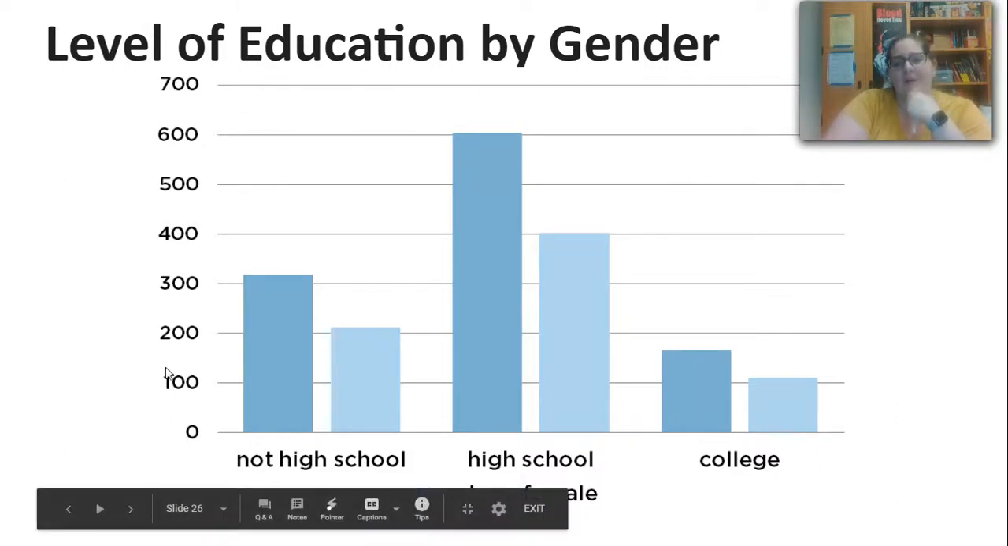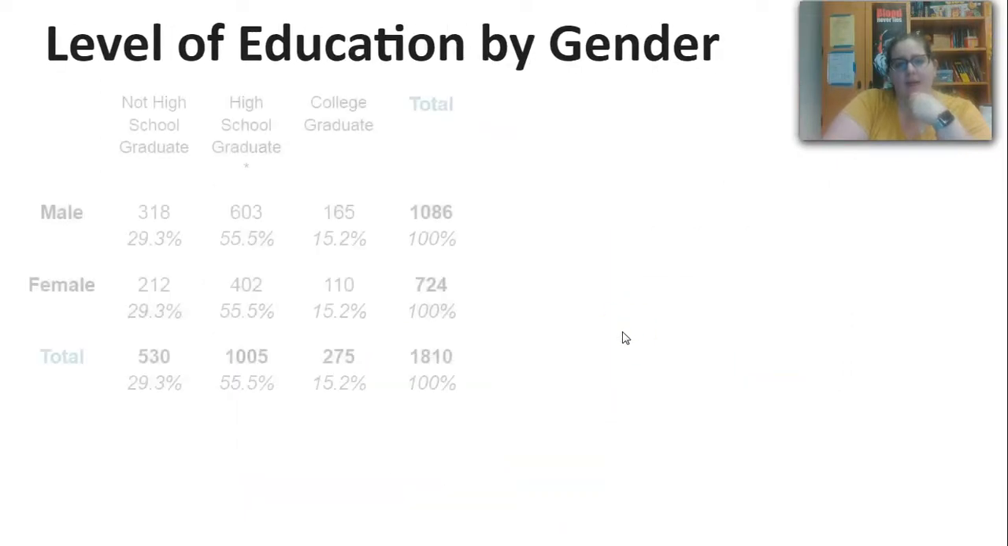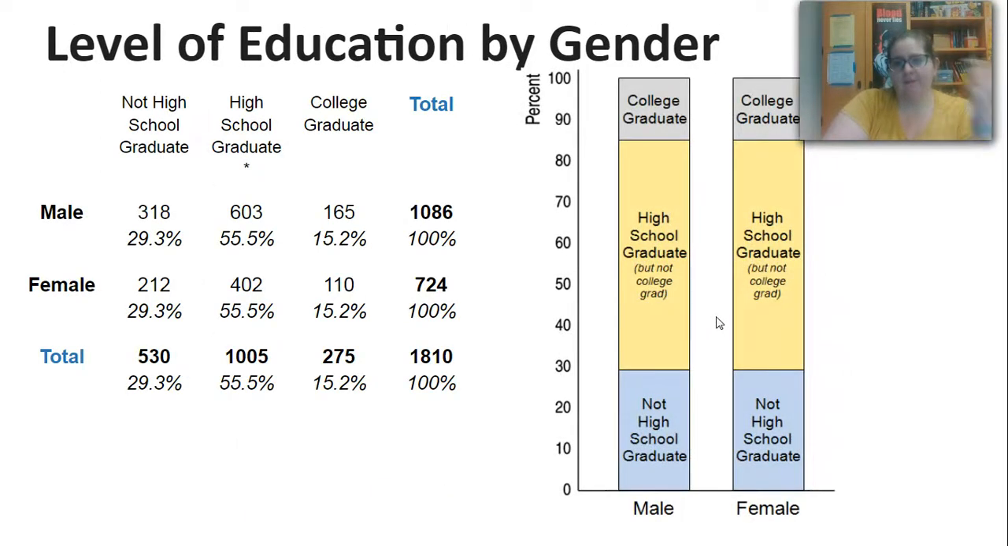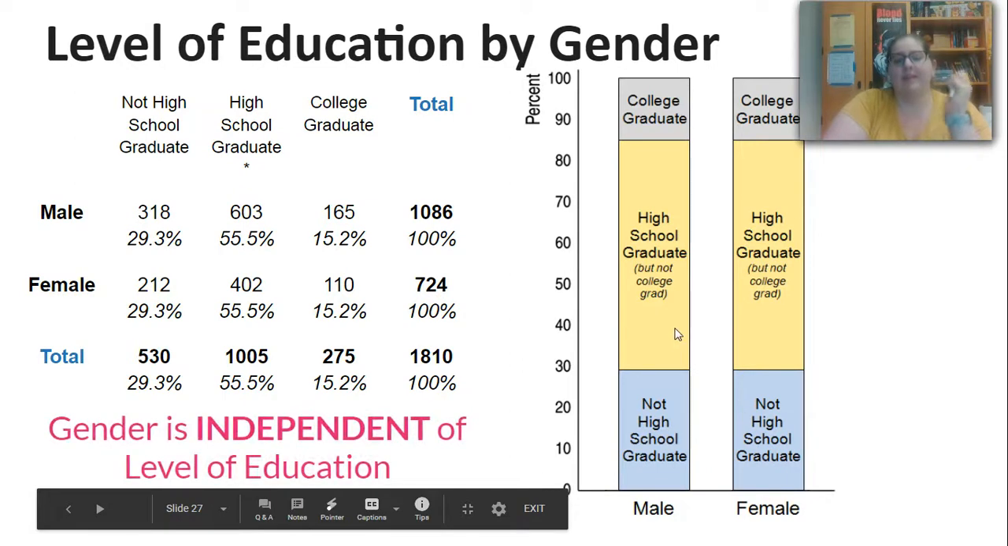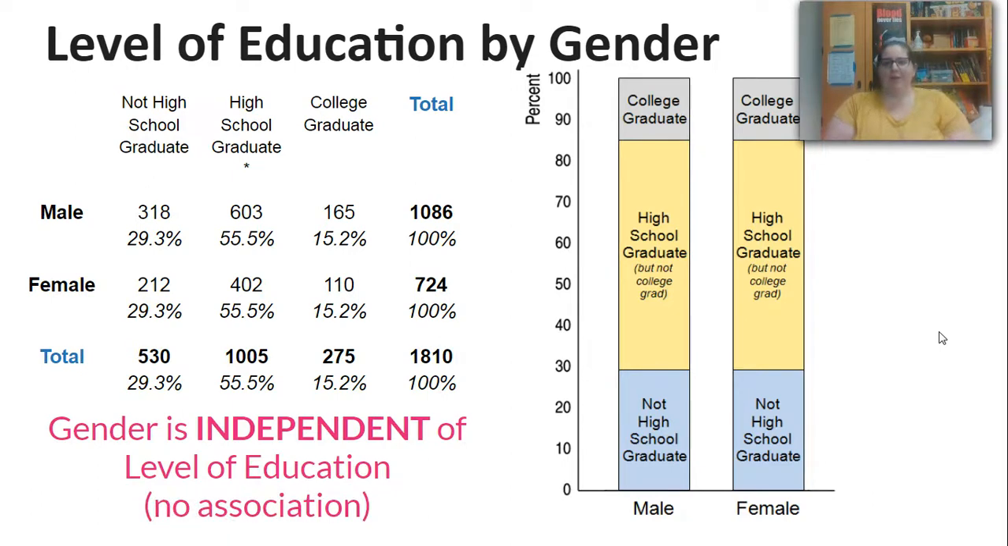If I just look at a bar graph that's dealing with numbers, again, it's misleading. It makes me think that males are more likely to do all three of these categories, which doesn't really make sense. So if I'm looking at a segmented bar graph, for example, I can see that those percentages are exactly the same for both males and females. So we would say that gender is independent of level of education, meaning it doesn't seem to matter what gender you are, your chance of having a certain level of education is approximately the same, right? No matter what. So they are independent, there's no association.